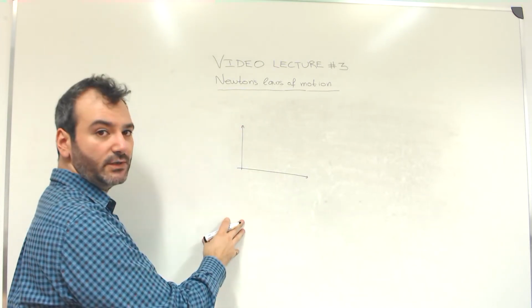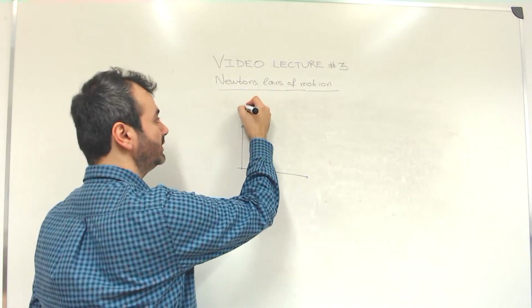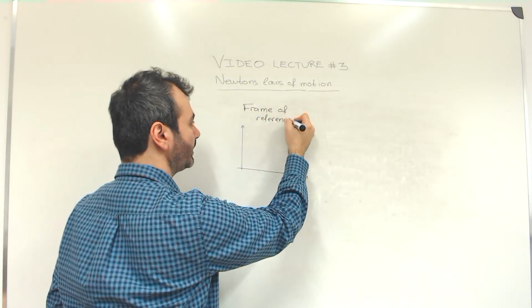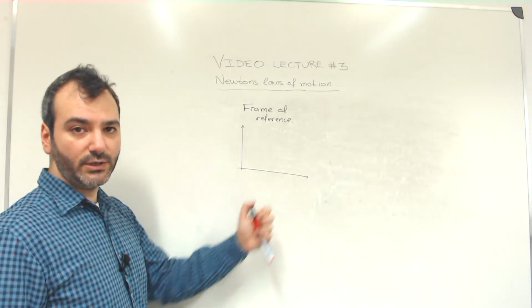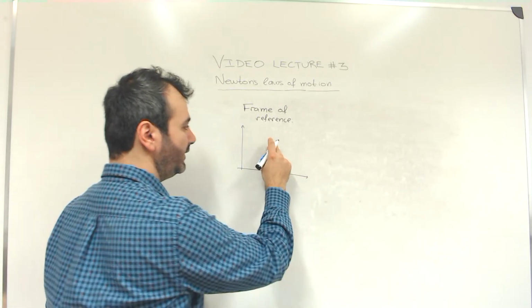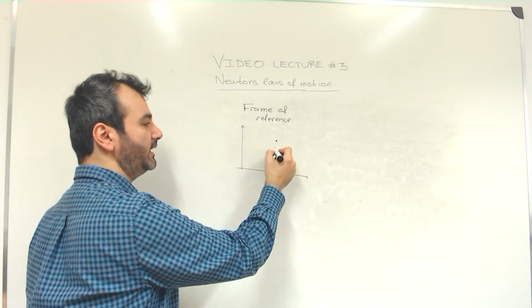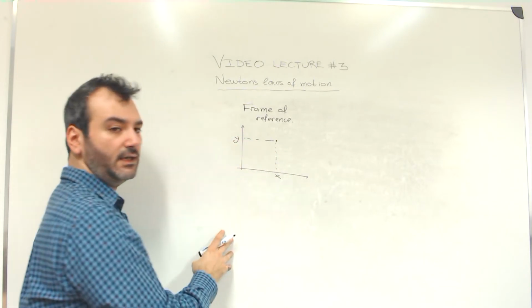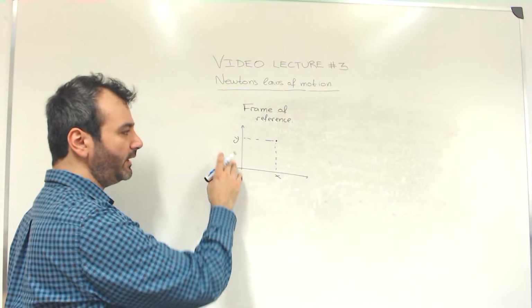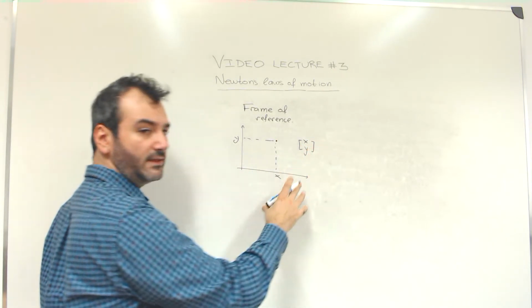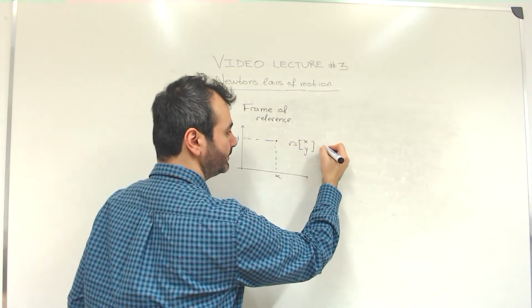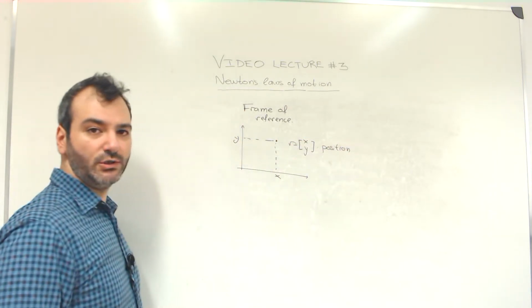So this over here is called the frame of reference. It allows us to tell where an object is in space. For example, this point over here has coordinates x and y. If we combine these coordinates in a vector, then this is the position vector. We denote the position by r.